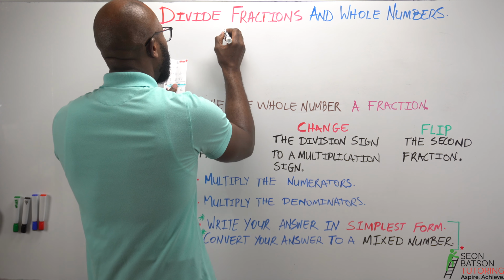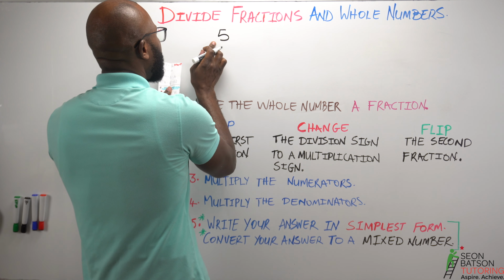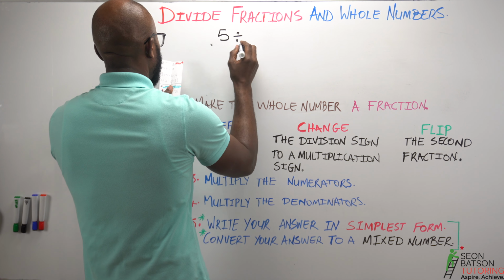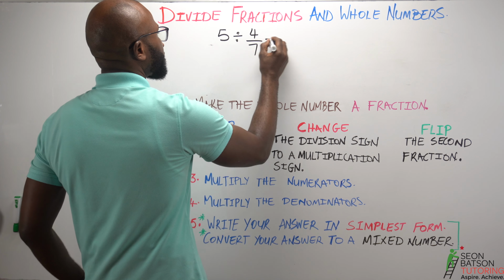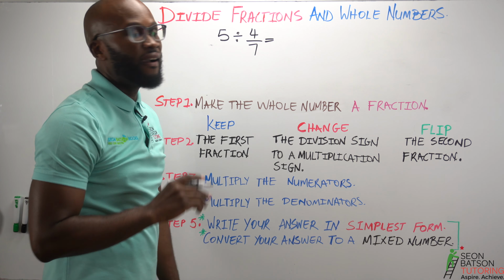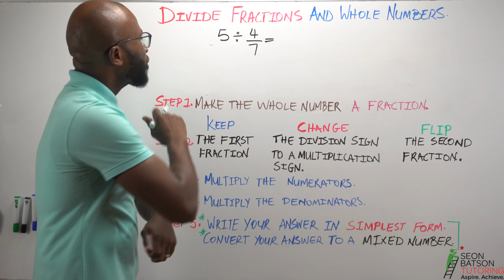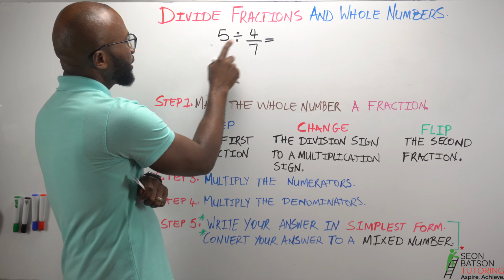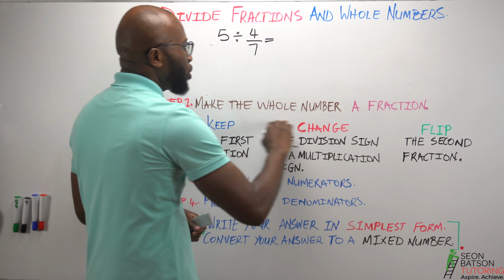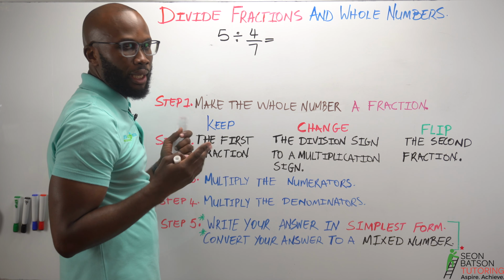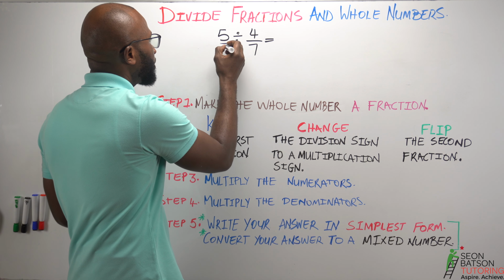Woo! Let's do 5 divided by 4/7. Yes? 5 divided by 4/7. So again, we're dividing a whole number and a fraction. Yes? So step 1, we will make the whole number a fraction. And to make the whole number a fraction, we will simply put a 1 under the whole number.